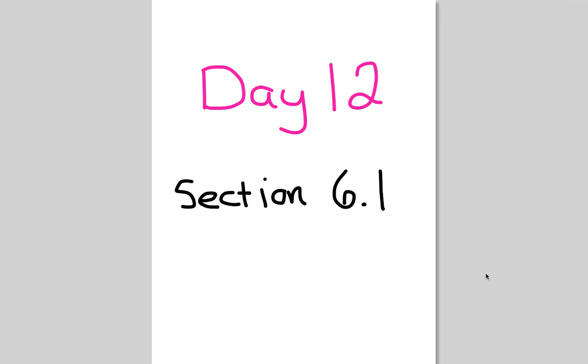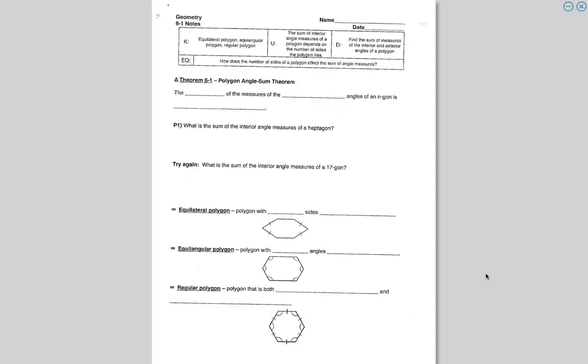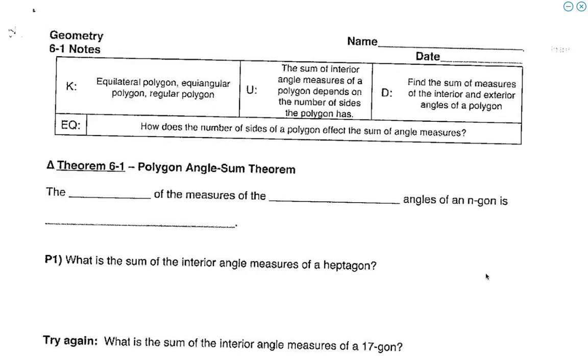All right, as we start day 12 here, we have a new chapter, a new unit. So we're going to start here with 6.1. All right, so we're going to be looking at polygons today: equilateral polygons, equiangular polygons, and regular polygons.